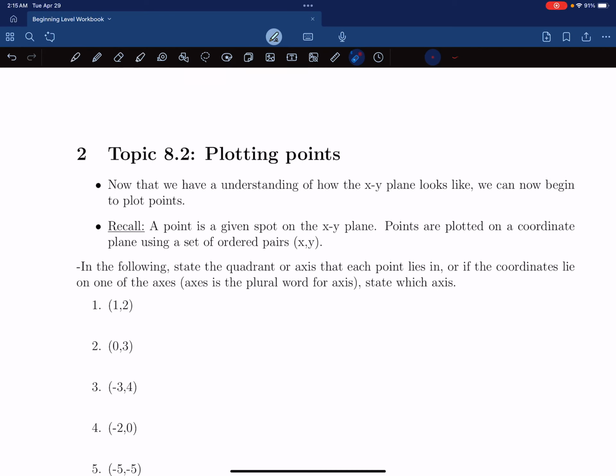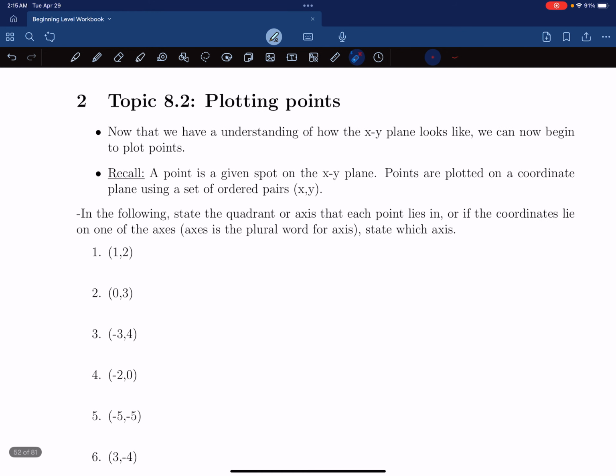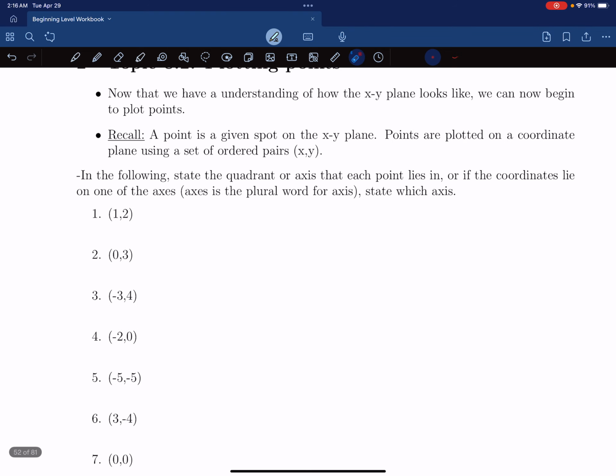Welcome to topic 8.2. In this video, we are going to learn how to plot points on the XY plane. Recall from the prior video, a point is a given spot on the XY plane. So points are plotted on this coordinate plane using a set of ordered pairs, which is specifically the x coordinate and then the y coordinate.